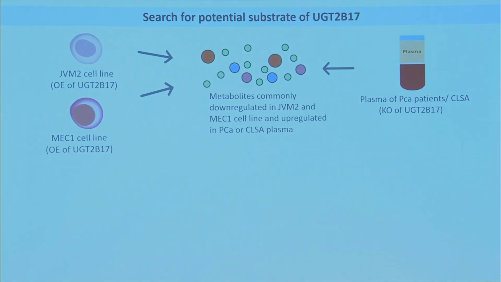So to search for potential substrates of UGT2B17, I analyzed datasets from the GBM2 cell line and the MEC1 cell line, which are known for their overexpression of UGT2B17, and in these datasets I looked for metabolites that were downregulated. Similarly, from the plasma of prostate cancer patients with a knockout of UGT2B17, I looked for metabolites that were upregulated. In this way I came up with a shortlist of potential substrates for UGT2B17, and from literature review I collected more evidence that supports that they need to be eliminated from our body.